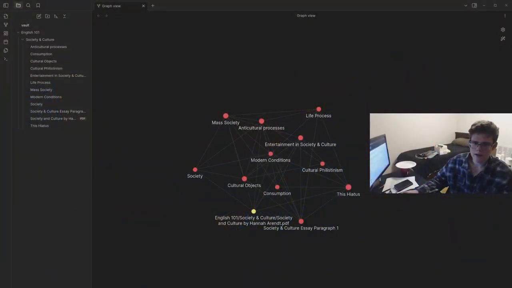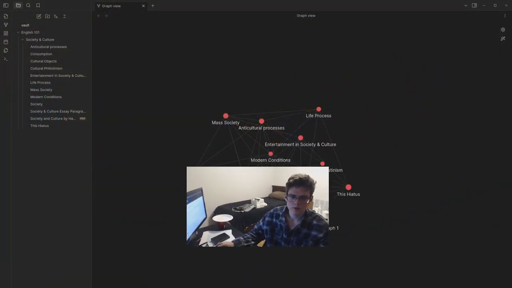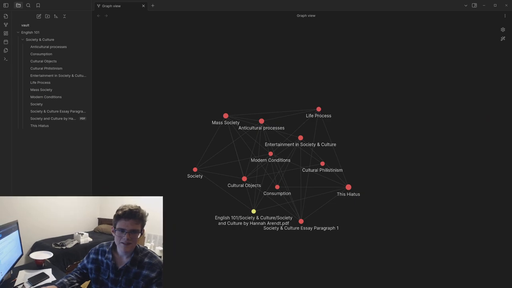So today I was taking notes on the paragraph we're supposed to write our essay on in English 101, and it's Society and Culture by Hannah Arendt. And I was like, man, I've heard about this Obsidian thing. This streamer I watch uses Obsidian. And I was like, man, I should probably use this. And so here it is. Bang! Let me optimize this. There we go.